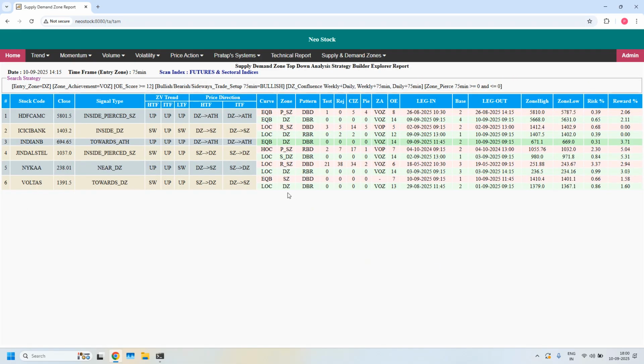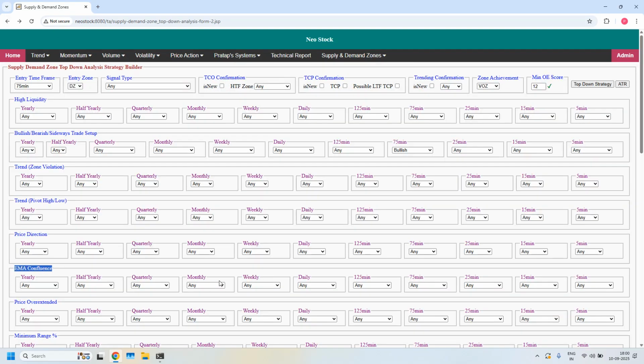In all the 6 stocks, all these 75 minutes demand zones are overlapped with daily demand zone. Both together again overlapped with weekly demand zone. And weekly trend is uptrend in 3 stocks. Let's verify out of these 6, those 3 stocks having uptrend, if they are having any weekly demand zone with weekly EMA confluence.